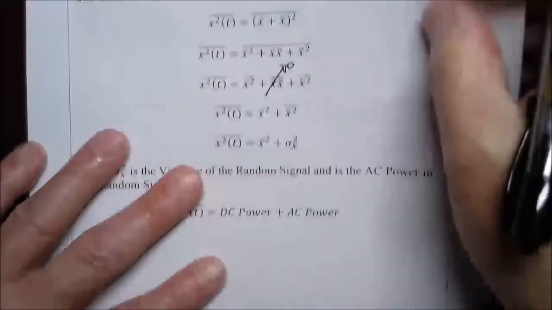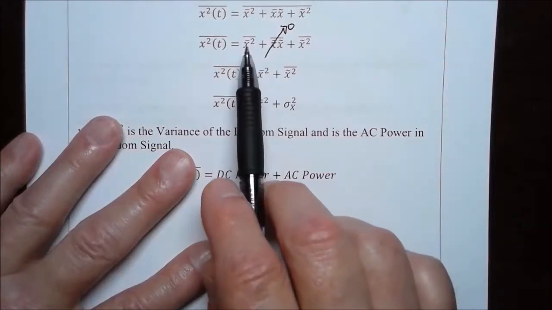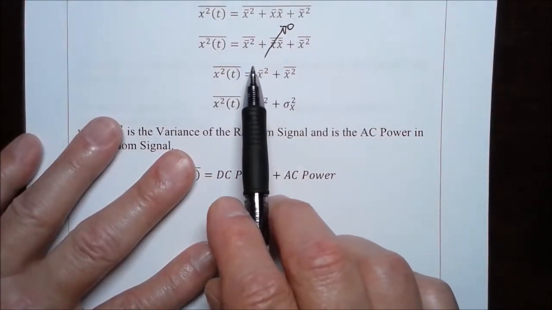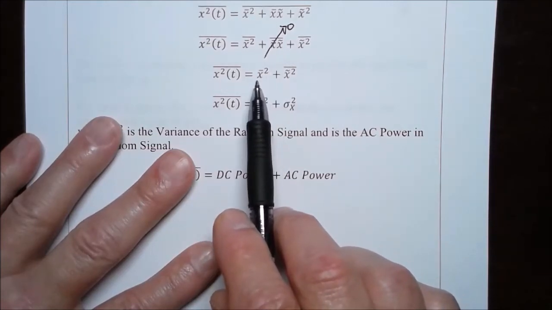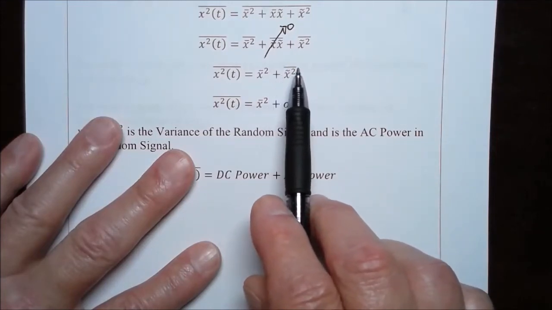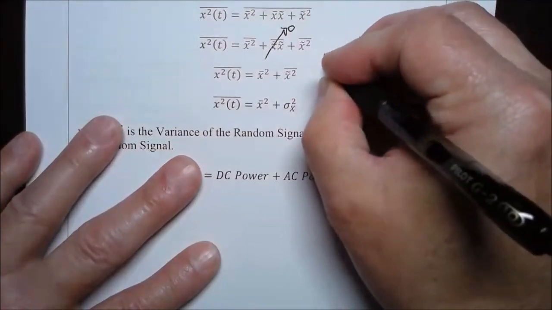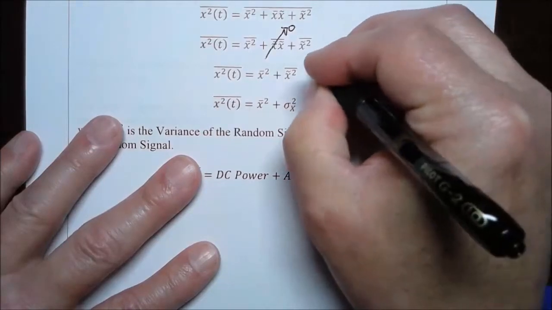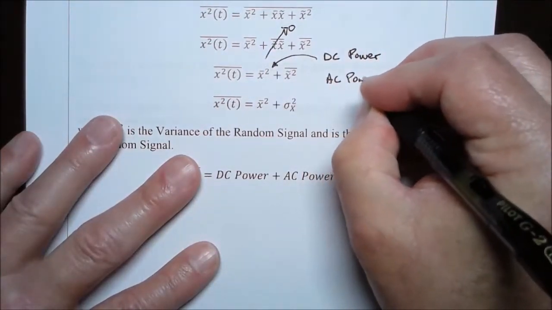And we are left with the total power in the random signal is equal to x bar squared, which is a constant, so that's the DC power. That's the average value squared is the DC power, plus the time varying portion squared and then time averaged. That is the AC power. So we have the DC power plus the AC power.